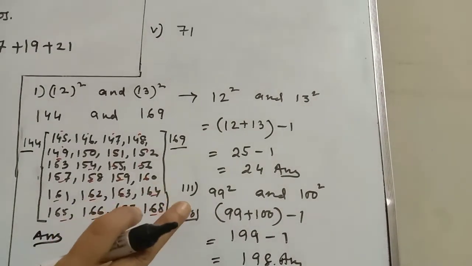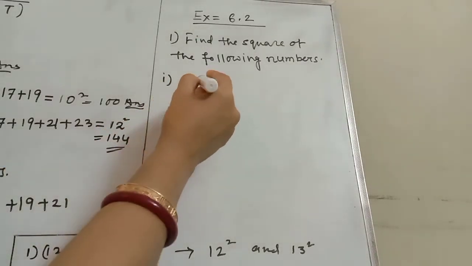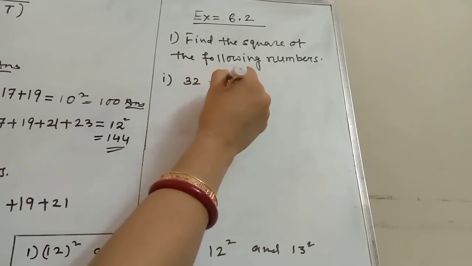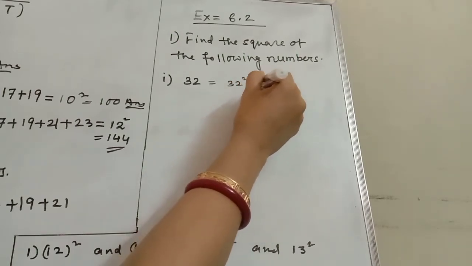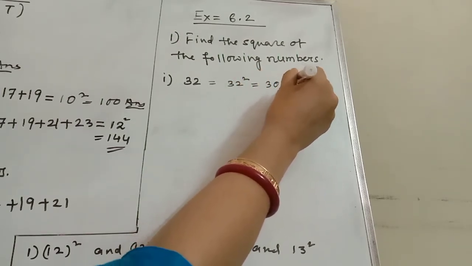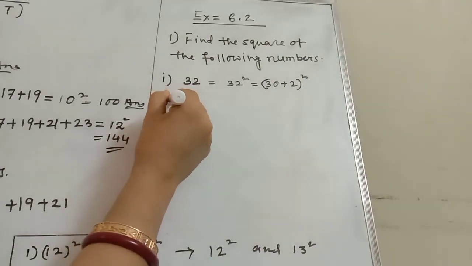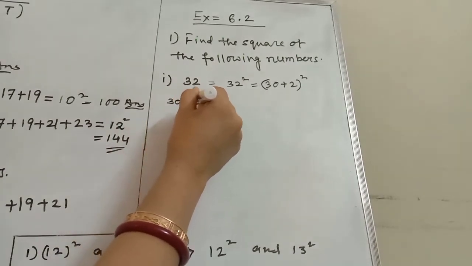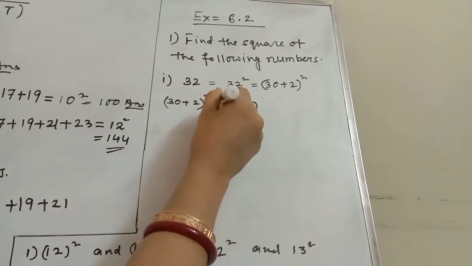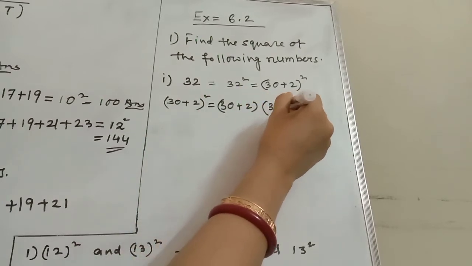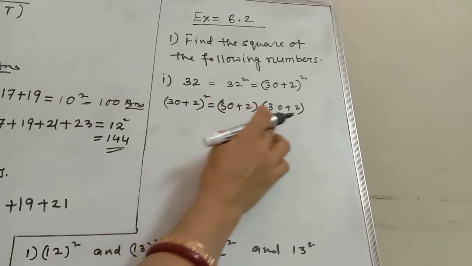Now I will do one sum from 6.2 also. Now 32 square. That means you need to find the square of 32. Can we write 32 in this way? 30 plus 2. So 30 plus 2 whole square. We can write (30 plus 2) times (30 plus 2), and you will multiply. I have explained before also, you will multiply these two values.